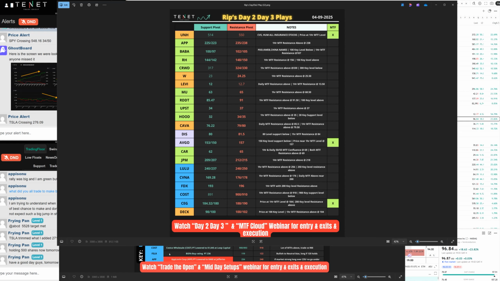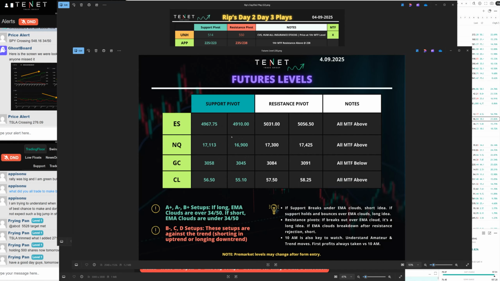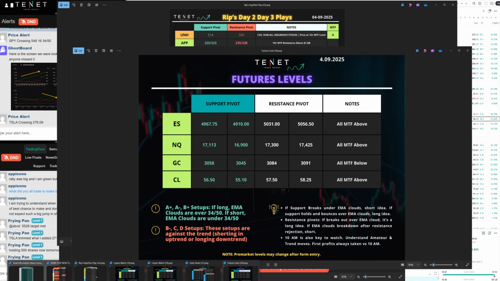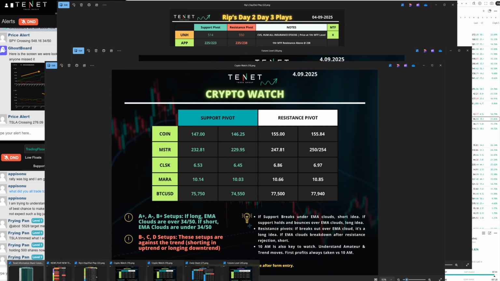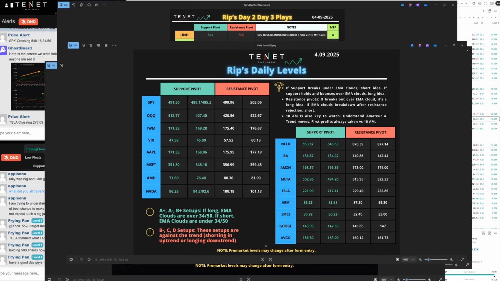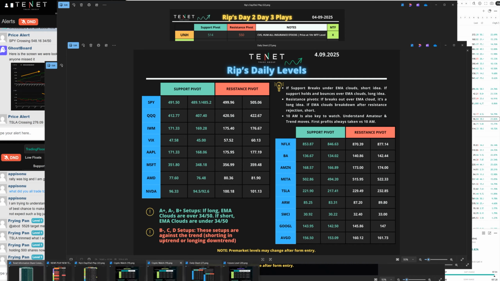In addition to that, we also share the levels for futures. If you are a futures trader, you can come and trade with us. I provide these futures levels, and then we provide the system with which you can know when to go long, when to buy, or when to short, when to sell. We also have a crypto watch, our crypto stocks. We'll recap our coin and MSTR moves today. And we also have our daily levels for indexes, ETFs, and the big 7 stocks, so you can trade those stocks as well in the community.